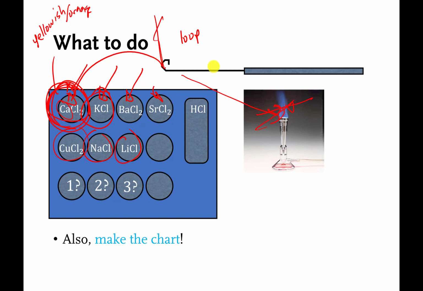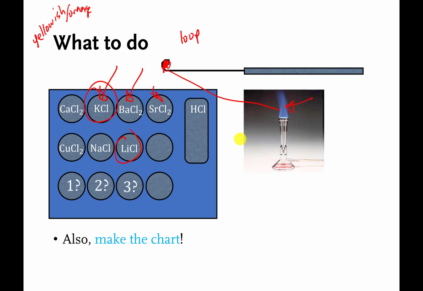Then you wash the loop, you dip it into the next liquid, potassium chloride. Put the loop in the flame, it burns away, the electrons get excited, they fall back to the ground state, and they release a different color. And then the students write down the different colors. They say, oh, calcium releases a certain color, potassium releases a different color, etc.